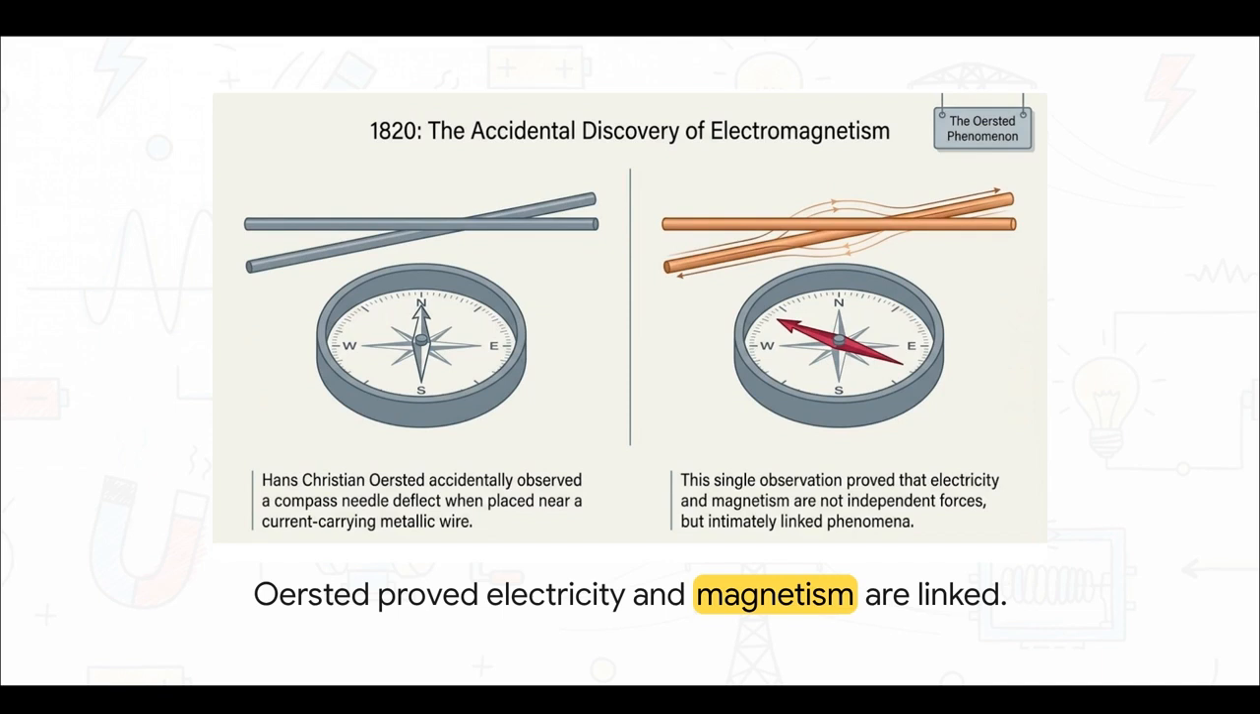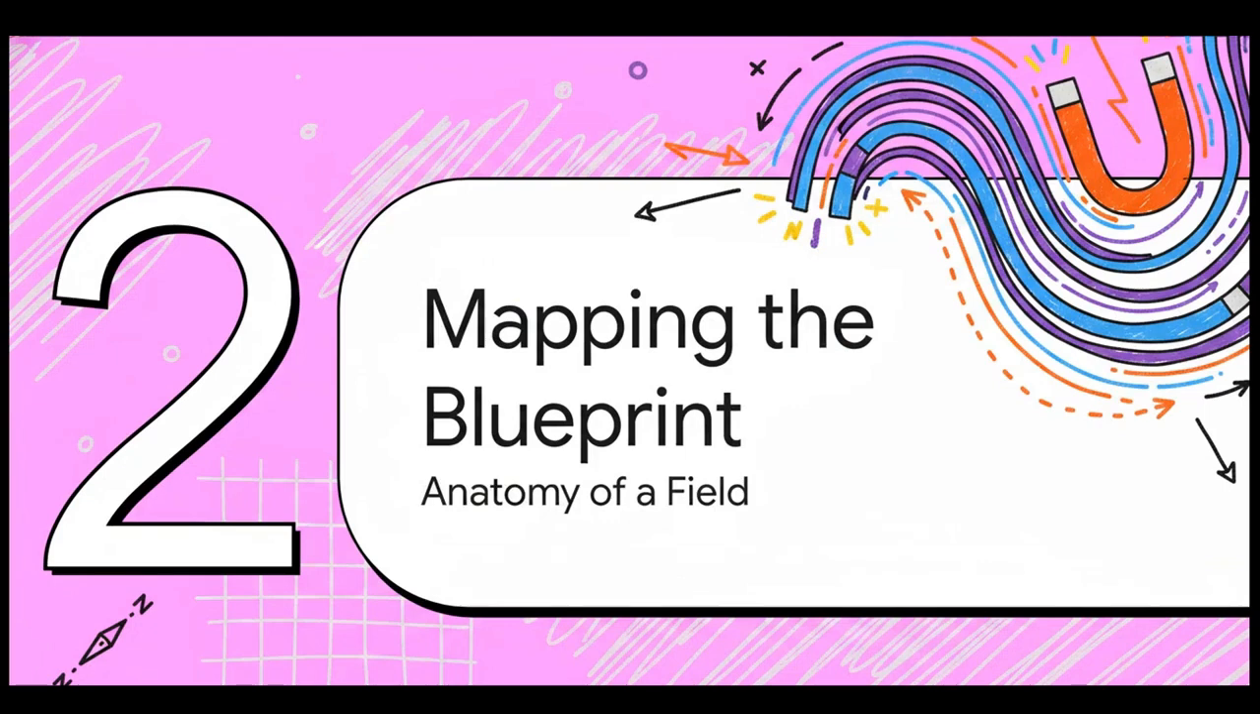Boom! Before that exact moment, the brightest scientific minds thought electricity and magnetism were two completely unrelated things. But this one tiny observation proved they are intimately linked. Moving electric charges literally create a magnetic field. Moving on to section 2.